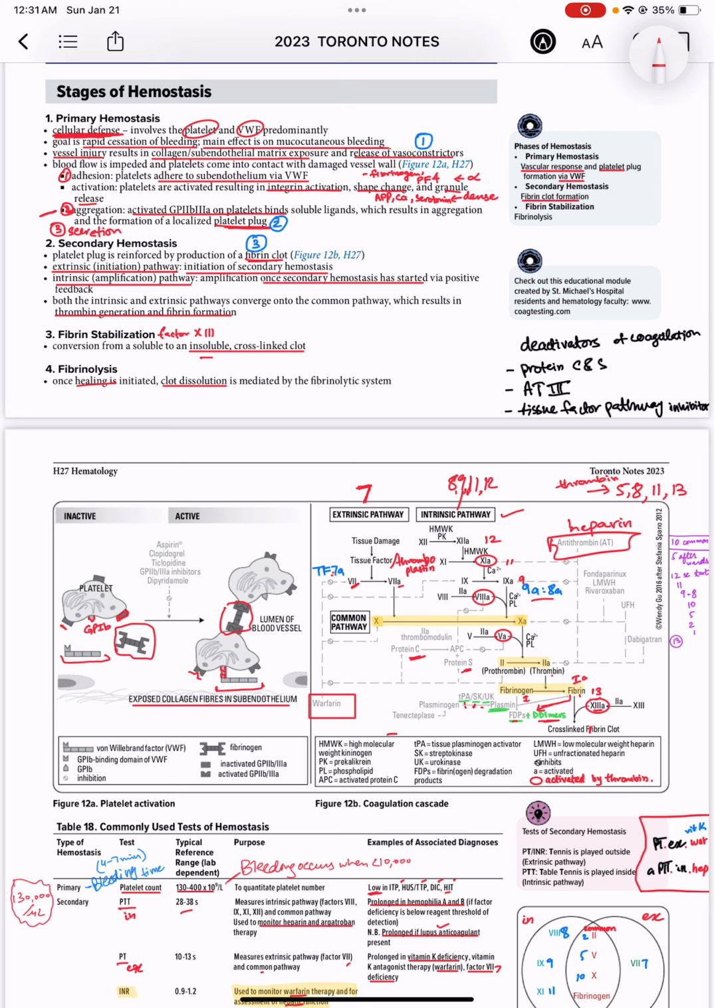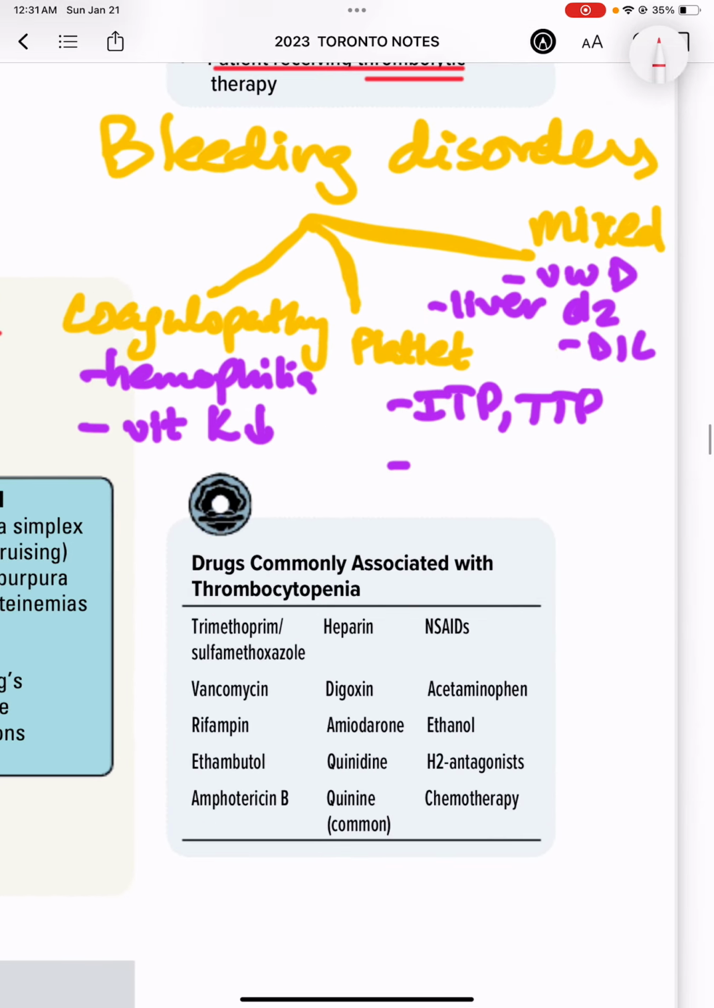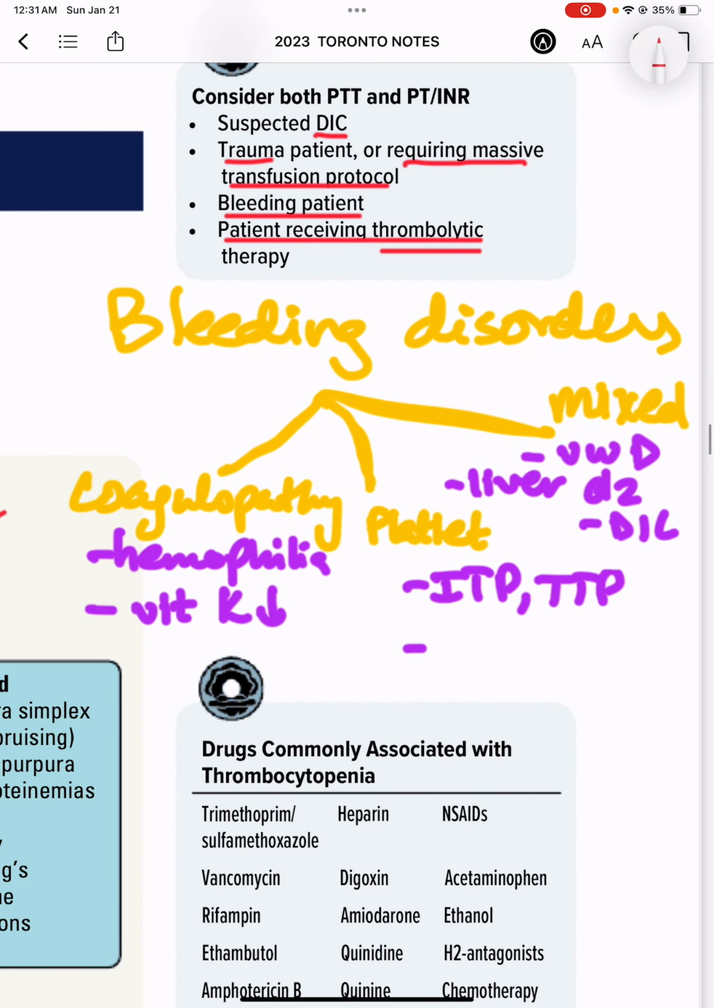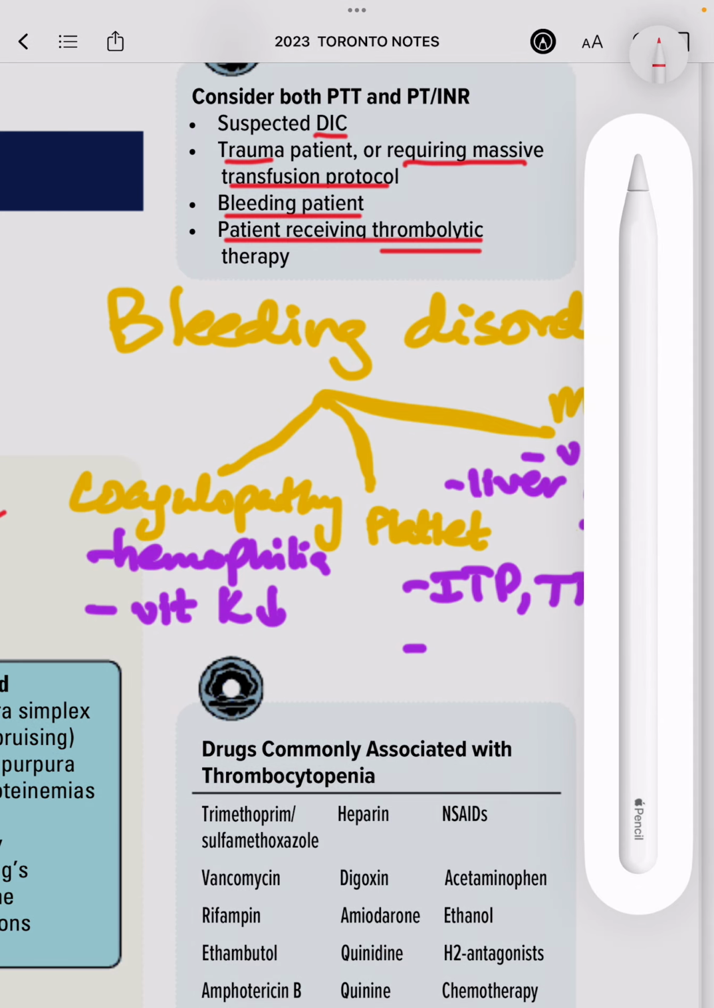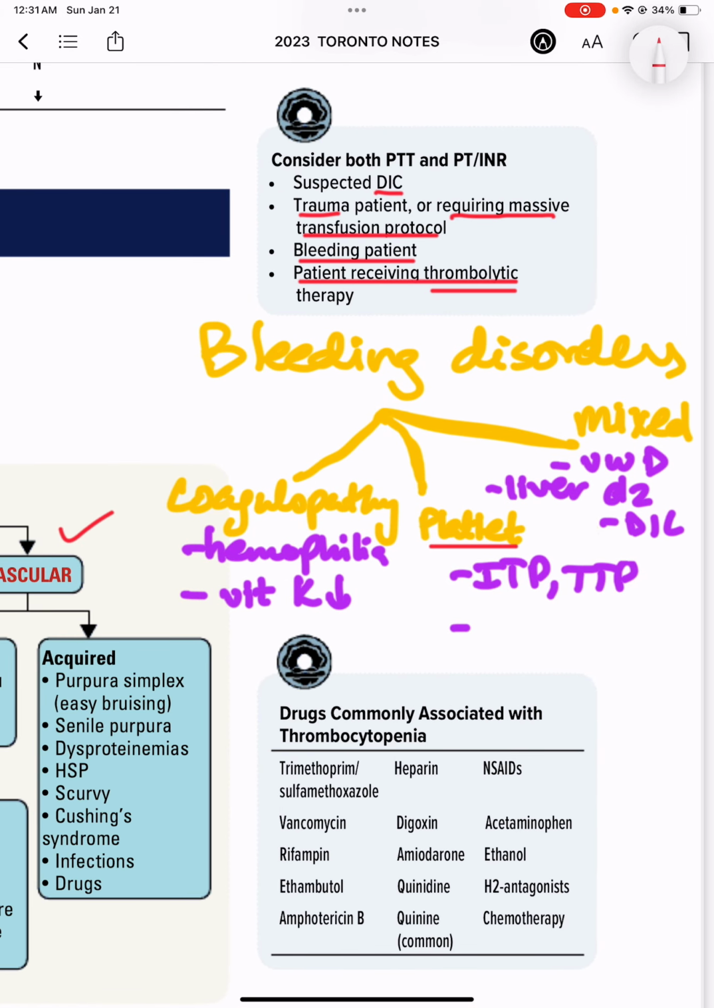Once the healing has started, the clot starts to dissolve. Now I'm going to go into the division of the bleeding disorders. It could be either primary. So primary hemostasis has some disorders which would be disorders of the platelets, that might include ITP, TTP, and we would have some more in the upcoming slides.